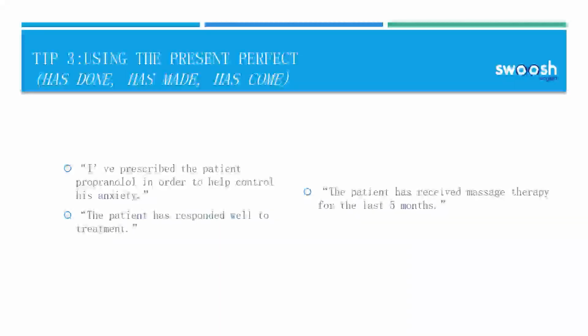However, time phrases including for and since may be used with the present perfect, as both these prepositions can be used to link past and present actions. For example, the patient has received massage for the last 5 months. In this case, she received them in the past and she receives them up to now. So we have here a really clear example of how the past, 5 months ago, is being linked to the present moment.